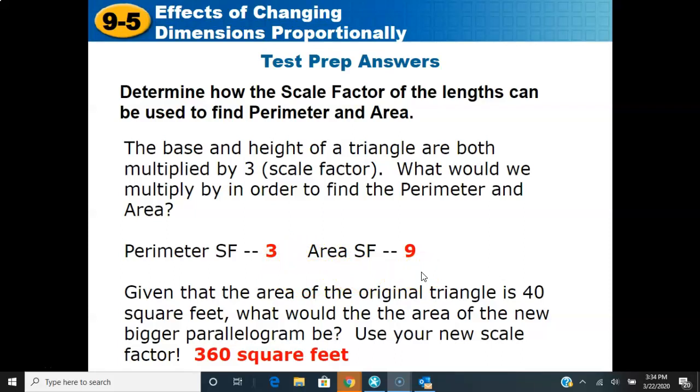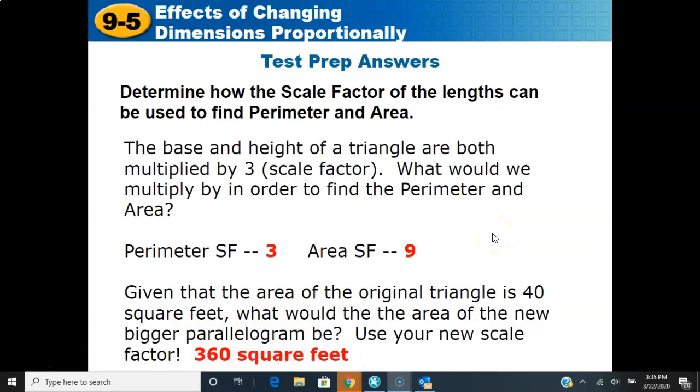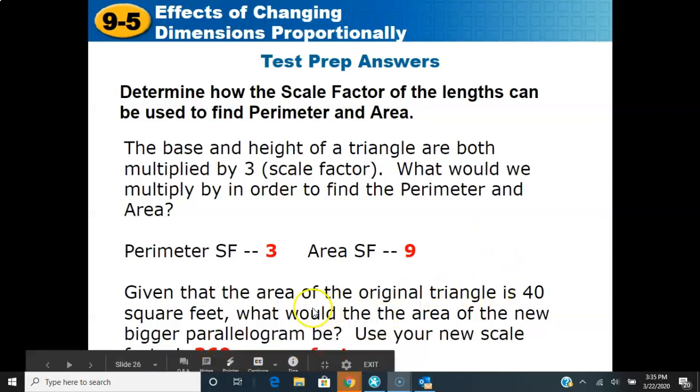And then the second question, using that the original triangle had an area of 40. What's the new area? And I forgot to change this. I changed the problem in the book. My apologies, this should say triangle. It'll be changed in your presentation, but I'm going to push ahead here with our video. The new scale factor, so again we're talking triangles here, would give 360. If the original one had an area of 40, the new one is going to be 9 times that. 9 times 40 is 360.